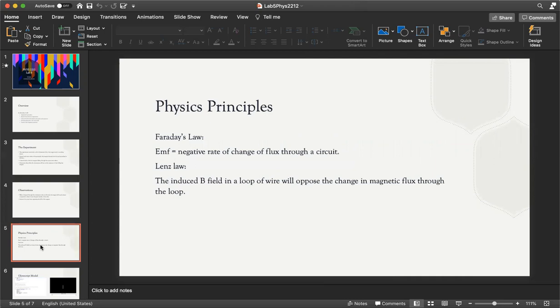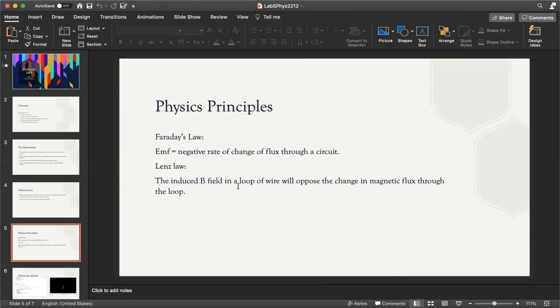So the physics principles at play here are Faraday's law, which states that the EMF is equal to the negative rate of change of flux through a circuit. The circuit here is around the aluminum roll, and the EMF is going to be produced by the magnetic field's interaction with the roll. And then Lenz's law, which says that the induced B field in a loop of wire will oppose the change in magnetic flux through the loop.